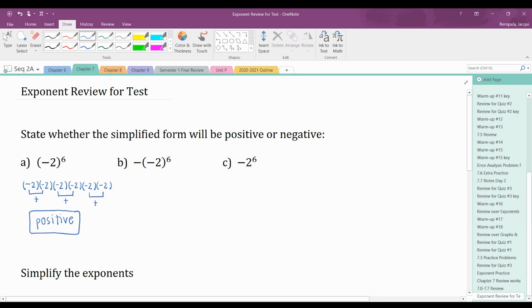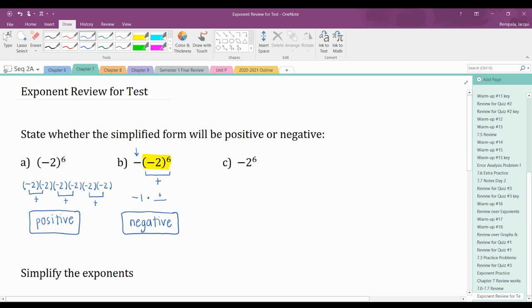So then if we look at part B, we've got negative and then in parentheses -2 to the power of 6. Well, notice that if I just look at this part, -2 in parentheses raised to the power of 6, we already know what the answer is from part A. This whole entire thing is going to end up being a positive number. But I still have this negative on the outside. So that means that it's really like -1 times whatever that positive number is. Well, a negative times a positive would mean that we would then have a negative answer.